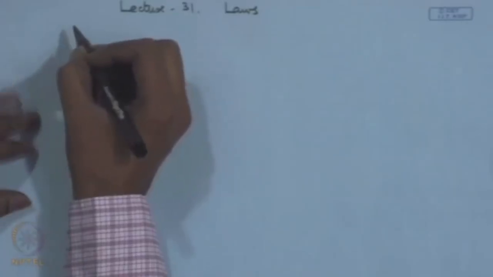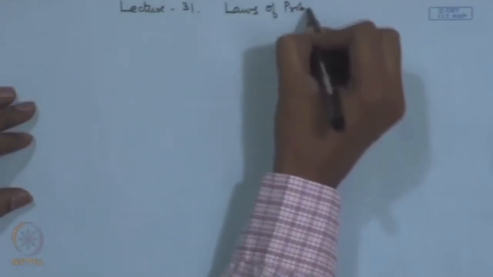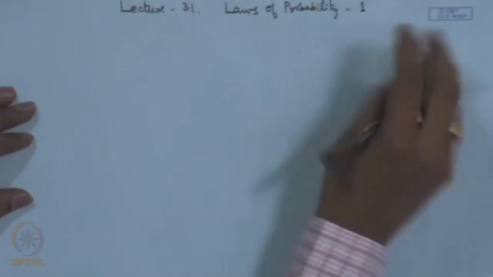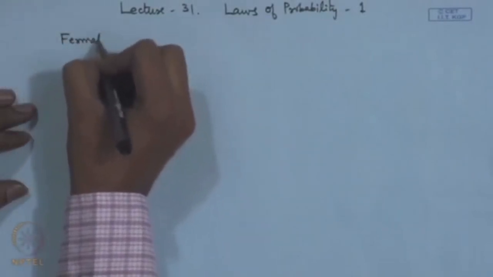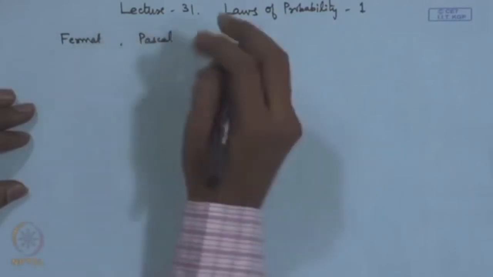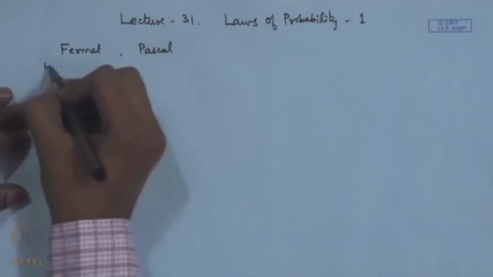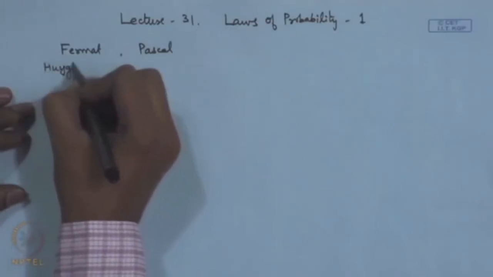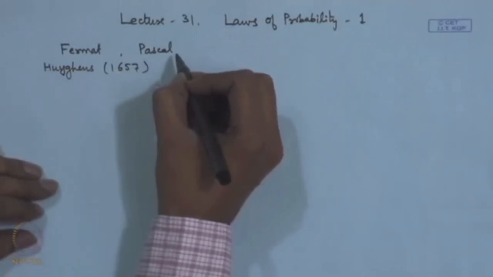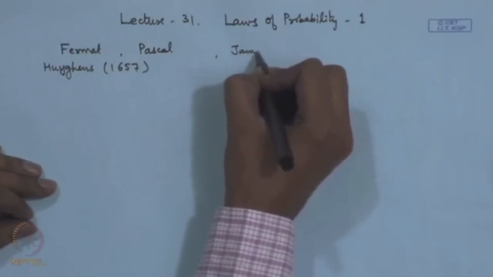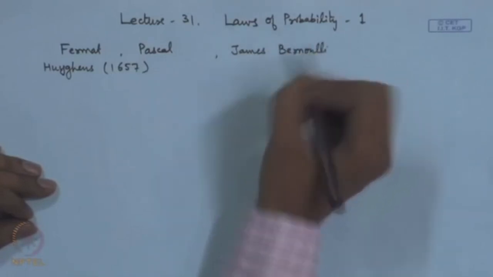This led to certain correspondence and activity among the mathematicians, so today we will discuss basically the laws of probability, the basic laws of probability. Some of the famous mathematicians of the day, for example, Fermat and Pascal, had a famous correspondence in which they discussed the elementary laws of probability. However, the first published work is probably by Huygens in the year 1657 in his book. There is also a contribution by James Bernoulli around the same time.